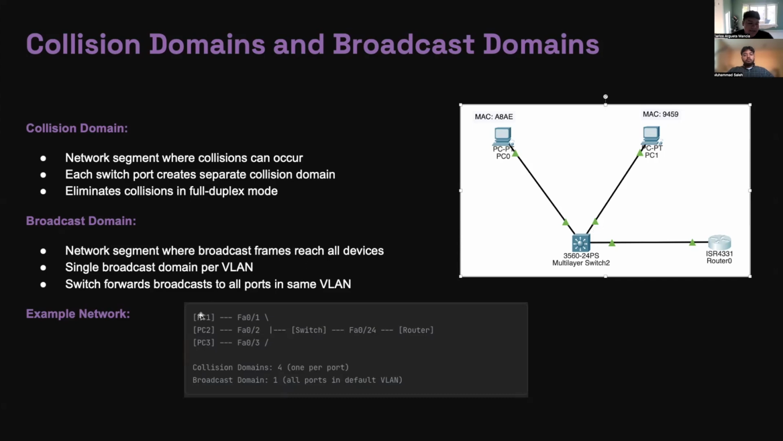So an example of this: PC1 connected to FA0/1, PC2 connected to FA0/2, then a switch, and then FA0/24, PC3 connected to FA0/3. What you'll see here is that there are 4 collision domains, because this is one link, this is another link, this is another link. Then the switch going to the router is a 4th collision domain. And there is one broadcast domain, because we can assume that these are all part of the default VLAN 1.